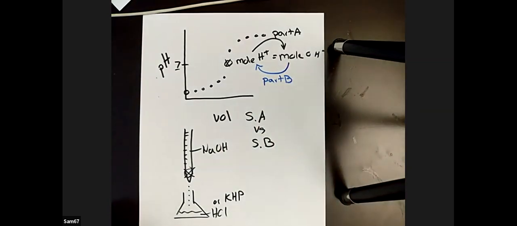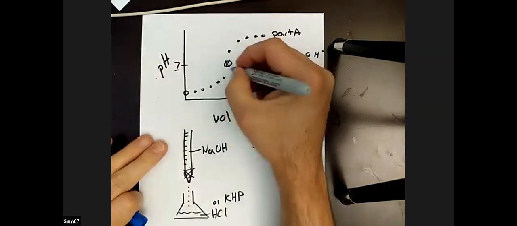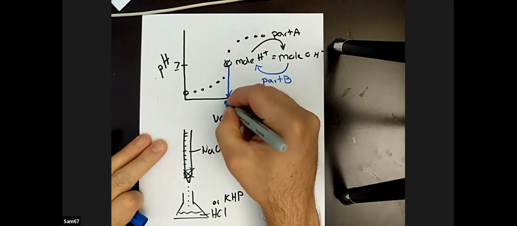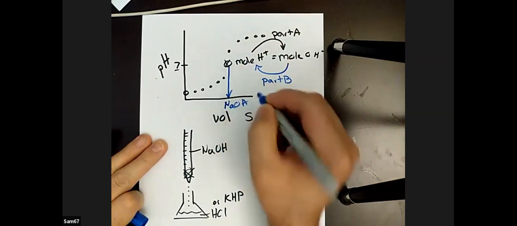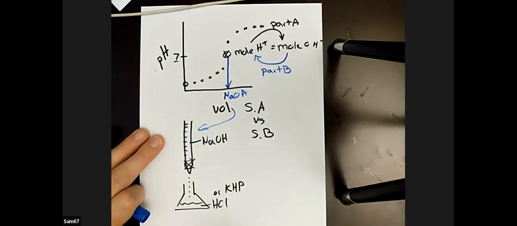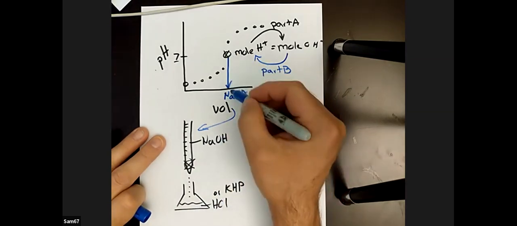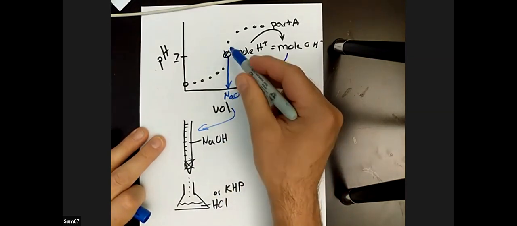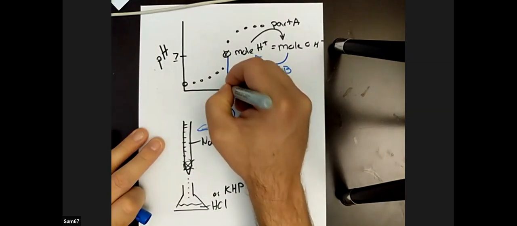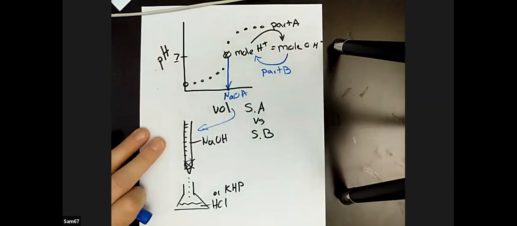So all of this is contingent upon the volume. We are adding volume of sodium hydroxide. The conclusion of the titration, this is the important number that you would collect in the lab: how much volume does it take to reach this point?